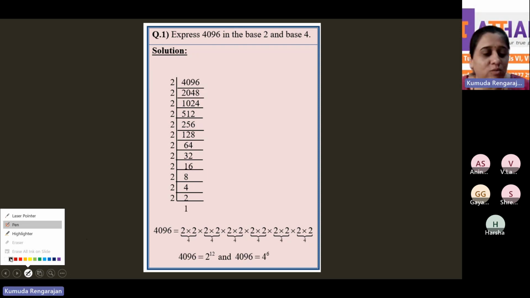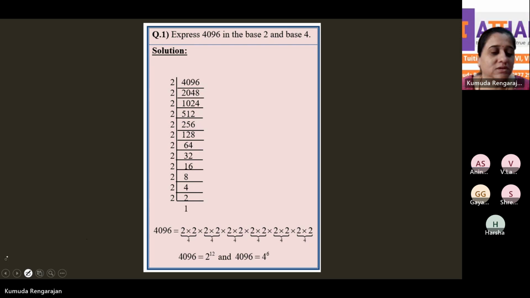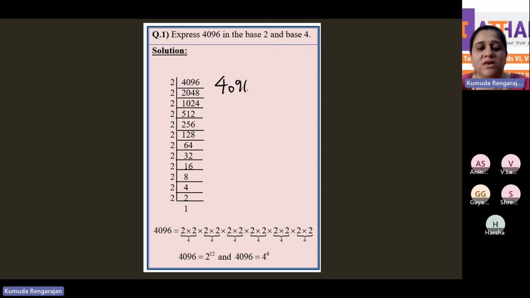I can make it more clear if anyone still doesn't understand. Understood. See, what does the question mean? Express 4096 in base 2 and base 4. So 4096 in base 2 is 2 raised to the power 12, and 4096 in base 4 is 4 raised to the power 6.